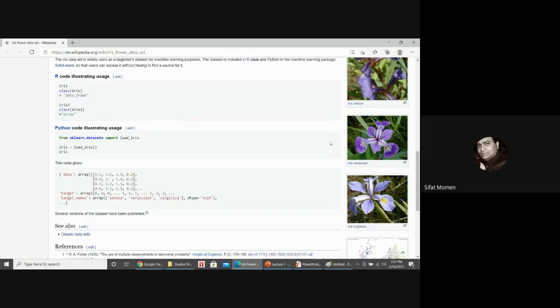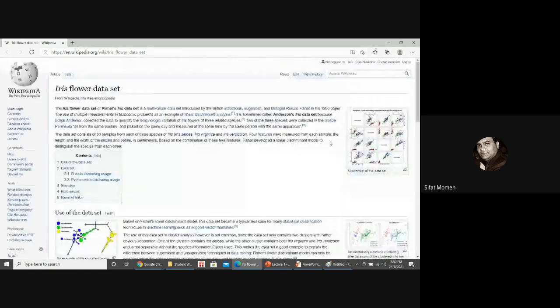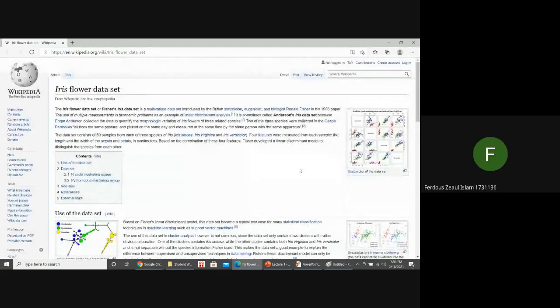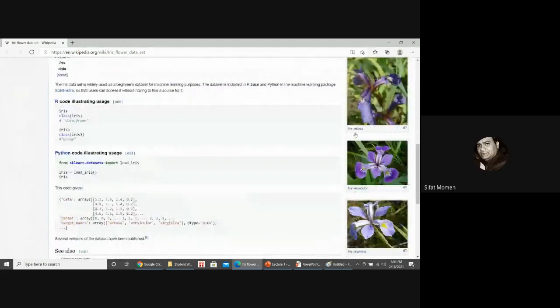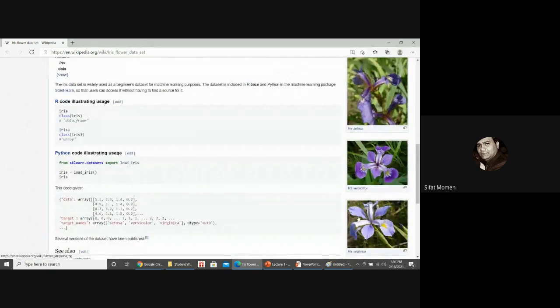There are four or three? Three, sir. There are three kinds of iris flowers. ঠিক আছে? Iris setosa, iris versicolor, or iris virginica.